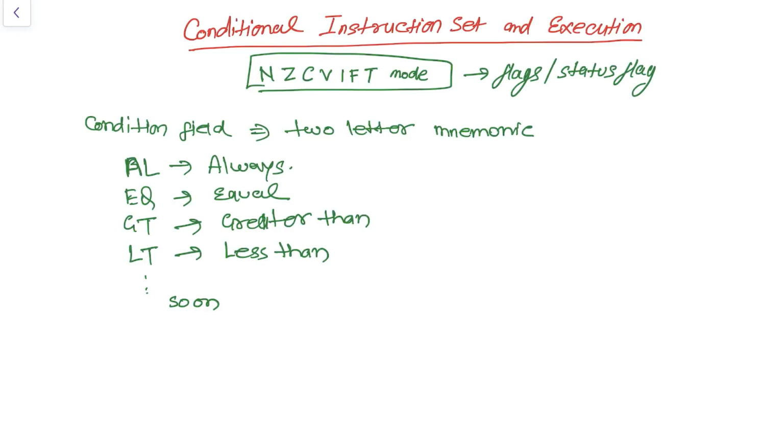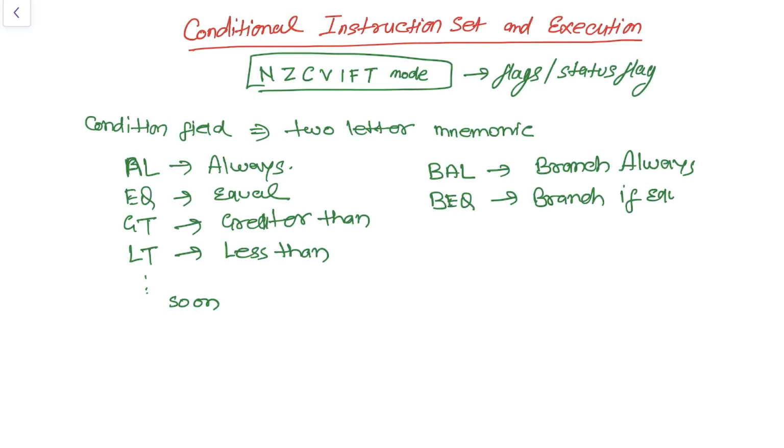In the same way, if you want to branch, you can write BAL, which means branch always, and BEQ means branch if equal. If equal means that if two registers are equal, then the Z bit will be high. So this flag bit in the flag register will be high, this condition will be met, and then according to your program, it will jump to a specified address.